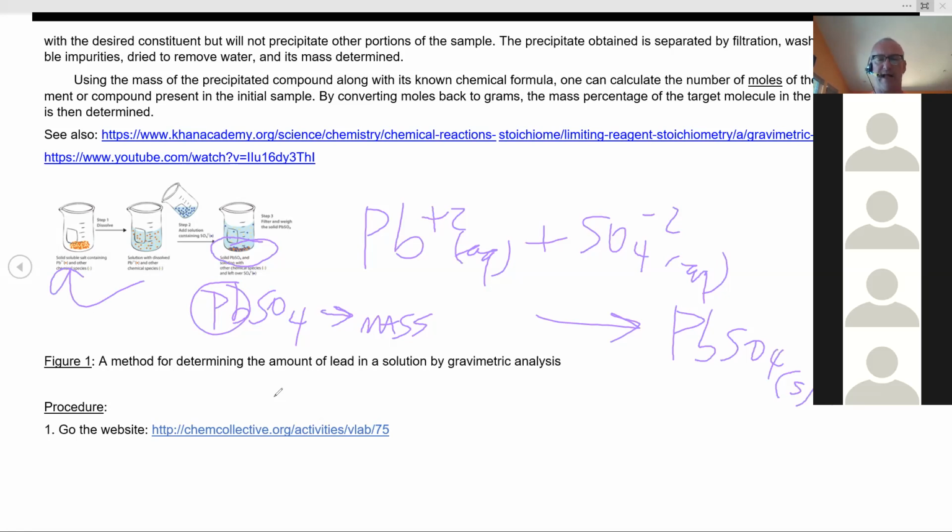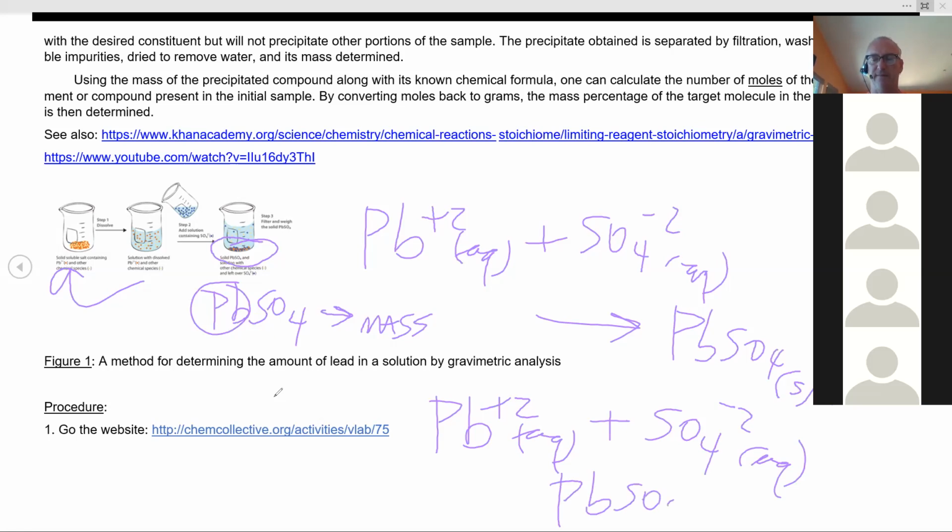So one question I have for you, if I have lead plus 2 aqueous, if I add, let's say, 10 times more sulfate ion than is required, is that going to change the amount of lead sulfate that is formed? Yes. Really? Why? Wouldn't you have to have the same amount of lead?